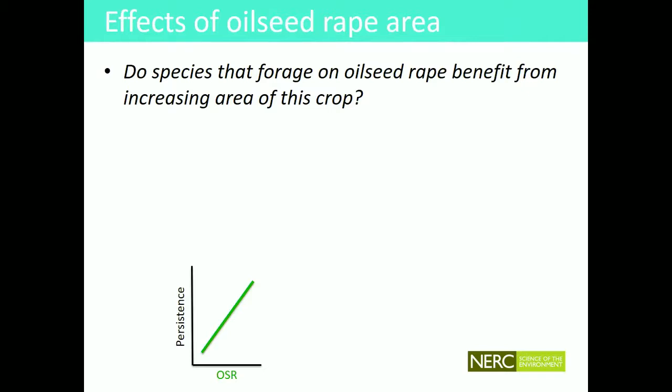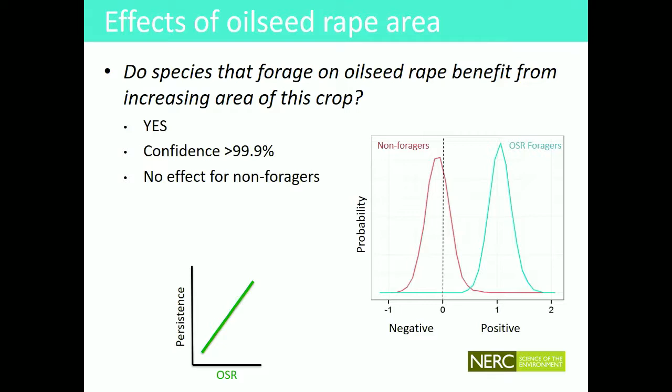So the first question then is, do species that forage on oilseed rape benefit from increased cover of this crop? That's what we expect to get. What I'm going to show you in the figure is our estimate of the steepness of this line, this correlation coefficient. We've got positive correlations on the right, negative correlations on the left. So oilseed rape foragers, in blue, our best estimate is that they have benefited. The correlation is positive. And the distribution is the distribution of our estimated effect sizes.